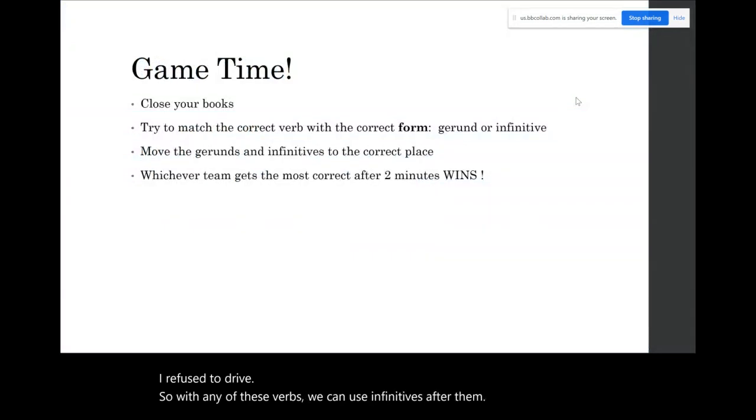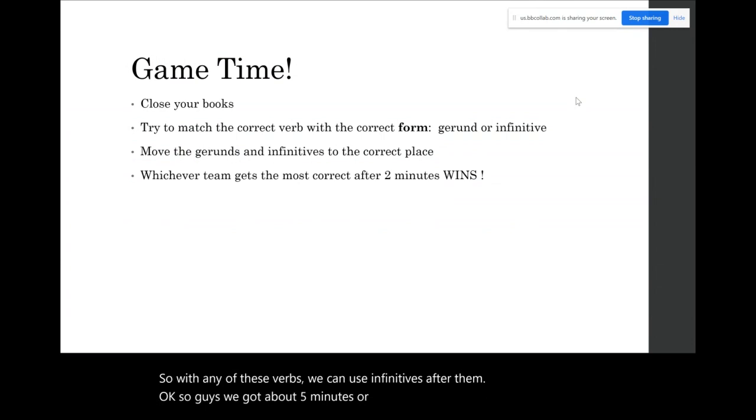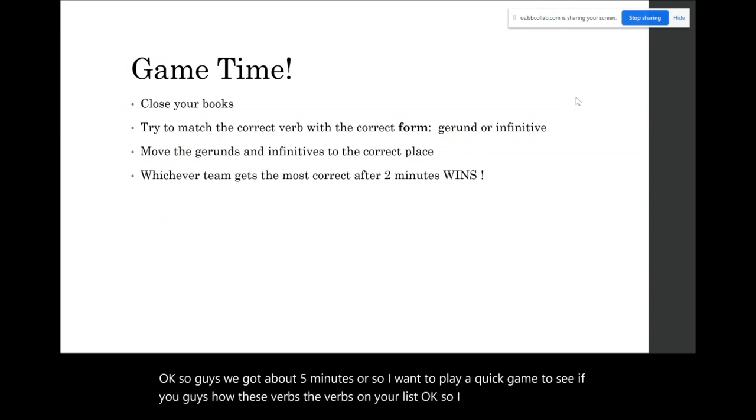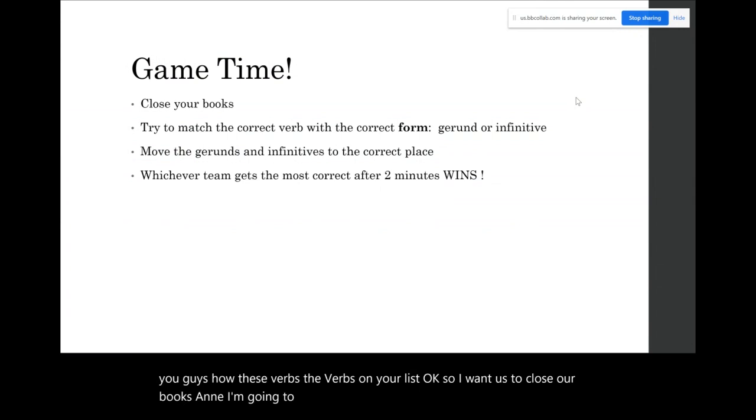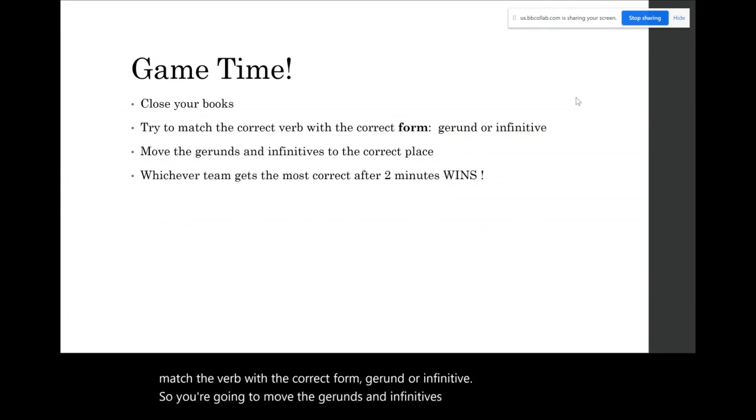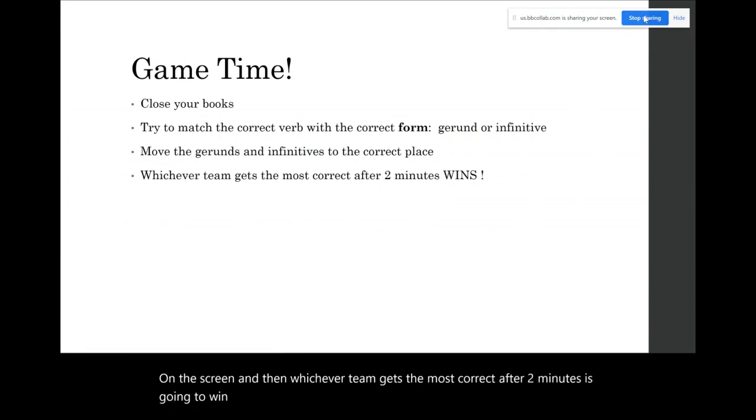Okay. So, guys, we got about 5 minutes or so. I want to play a quick game to see how well you know these verbs, the verbs on your list. Okay. So, I want us to close our books, and I'm going to take you to the whiteboard screen, and you need to try to match the verb with the correct form, gerund or infinitive. So you're going to move the gerunds and infinitives to the correct place on the screen, and then whichever team gets the most correct after 2 minutes is going to win the game. Okay? So I'm going to take you to the whiteboard.